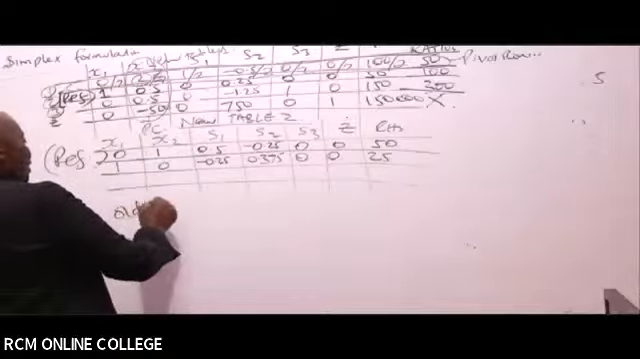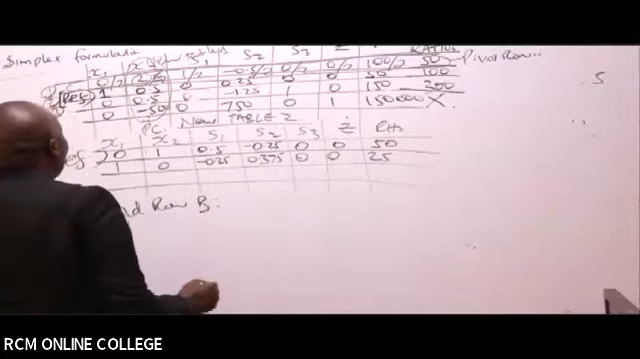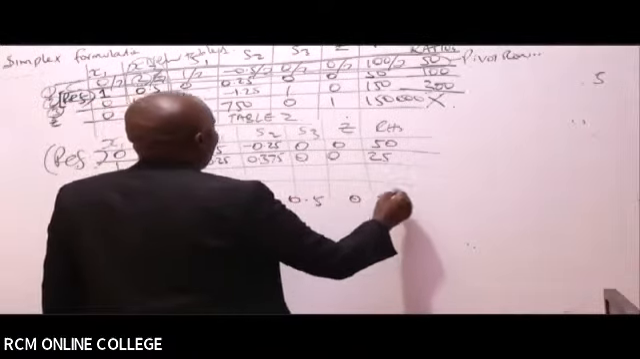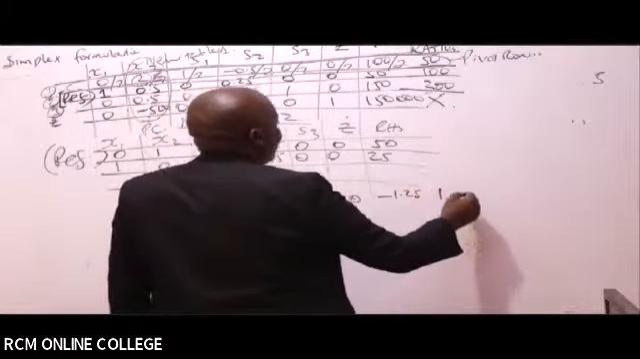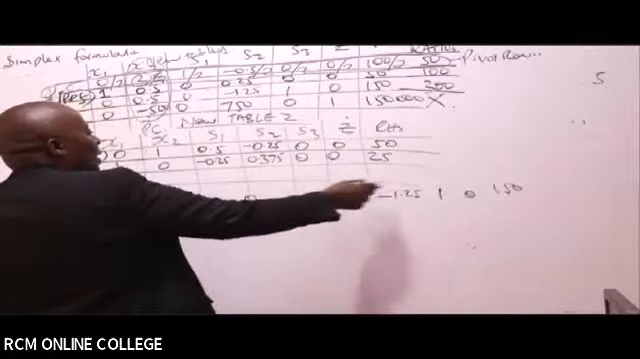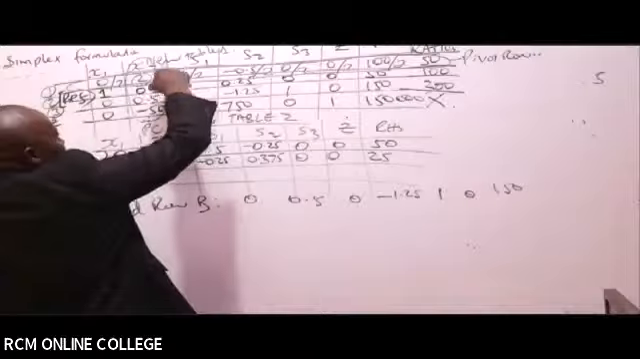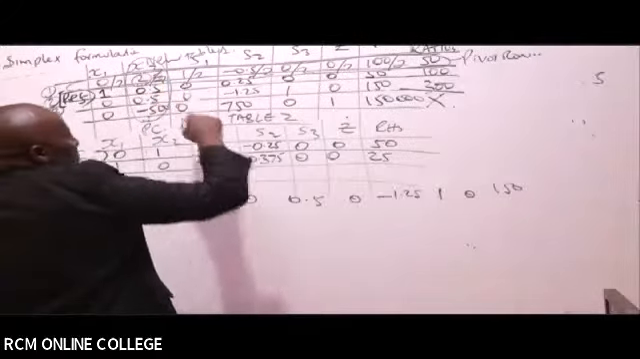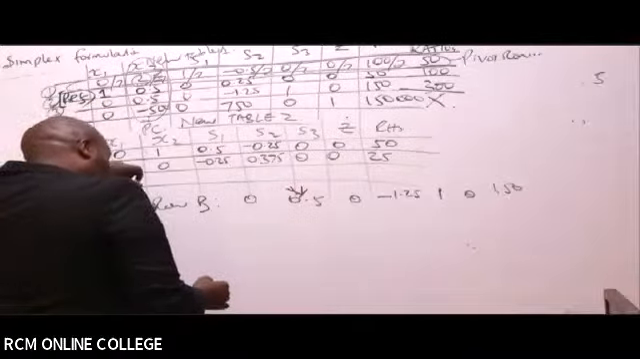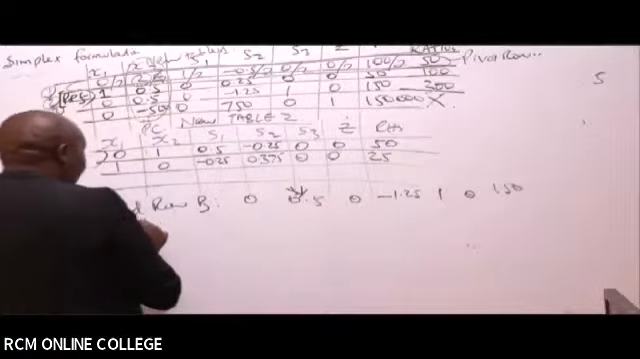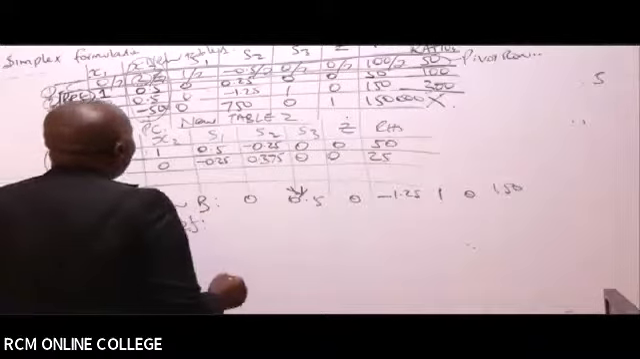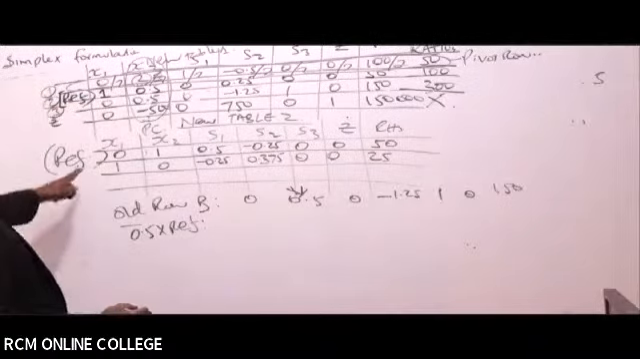So we have old row 3. The old row 3, I can see it here. It is 0, 0.5, 0, minus 1.25, 1, 0, 150. Then I ask myself here, which element is under the pivot? You can see this is the pivot column. So the pivot here is 0.5. So I will say minus 0.5 times the reference in the new.